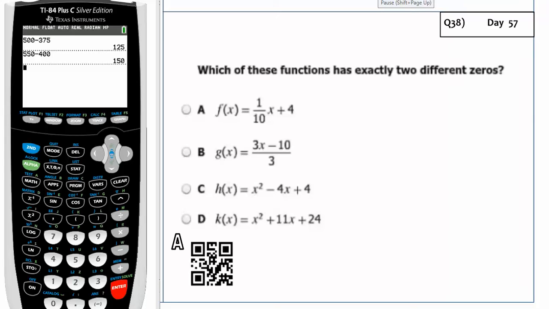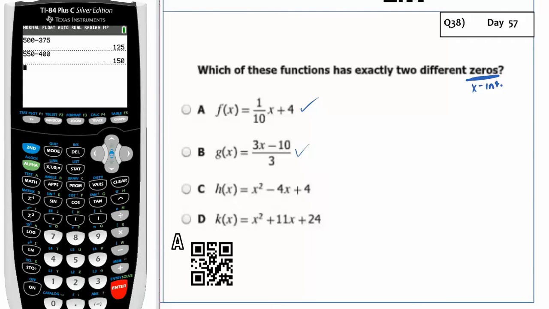It's a guarantee that you're going to see questions just like question number 38. Which of these functions has exactly two different zeros? Two different zeros means two different x-intercepts. Okay, if you look, two of these can be eliminated right away.